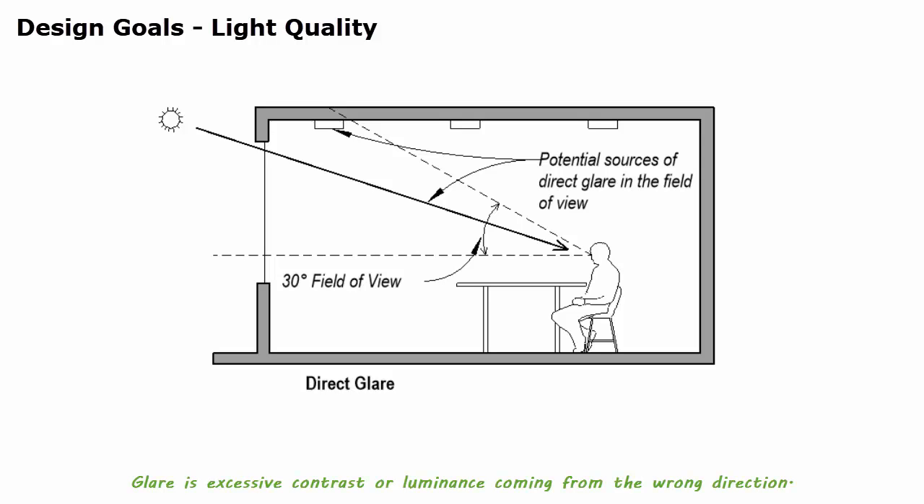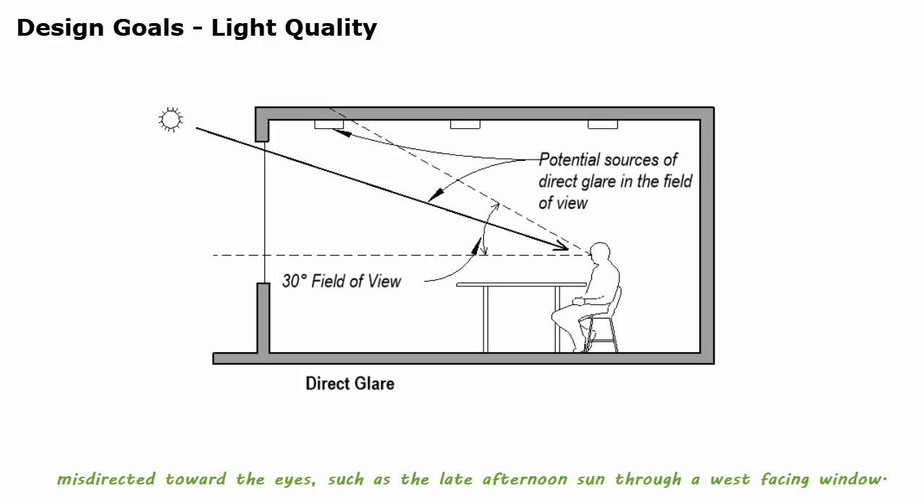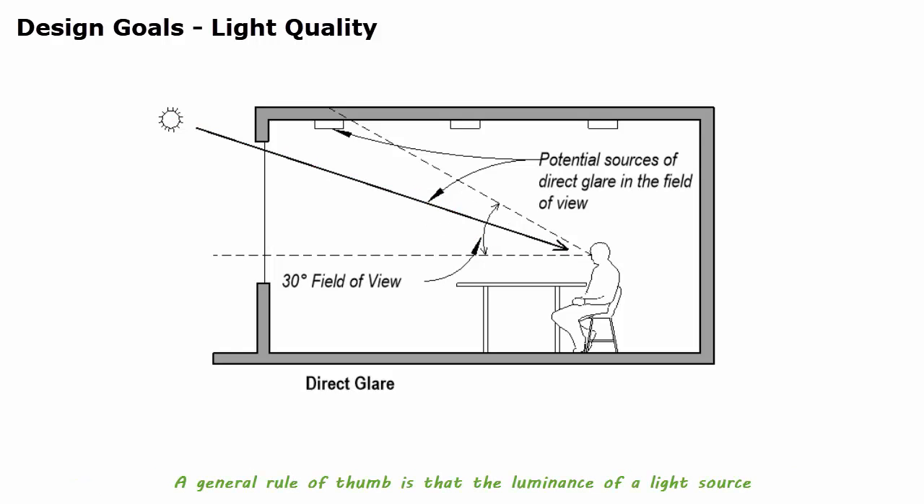Glare is excessive contrast or luminance coming from the wrong direction. Direct glare is caused by excessive sunlight or a shielded light fixture misdirected towards the eyes, such as the late afternoon sun through a west-facing window. A general rule of thumb is that the luminance of a light source should not exceed 1000 candela per meter squared in the field of view.